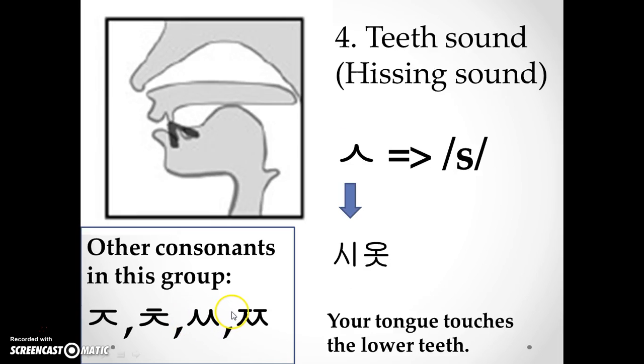Next, we have the teeth sound, also known as the hissing sound. So we have shiot. Shiot is equivalent to the S sound in English. As you make this hissing sound, you will notice that your tongue touches the lower teeth. So on the left, you have the lower teeth here. On the right, you have your tongue. They're meeting together. So this is what shiot is shaped after. 4 other consonants in this group are tiut, tiut, sangshiot, and sangjiut.